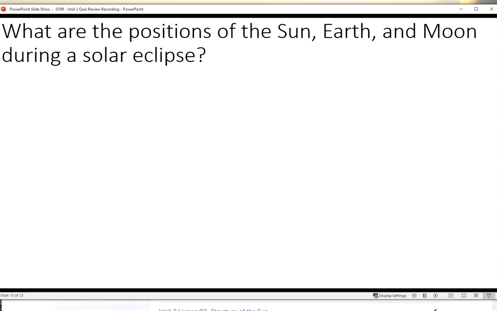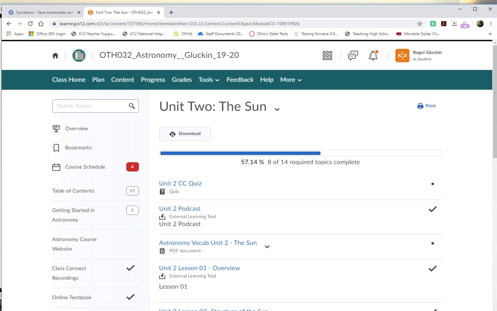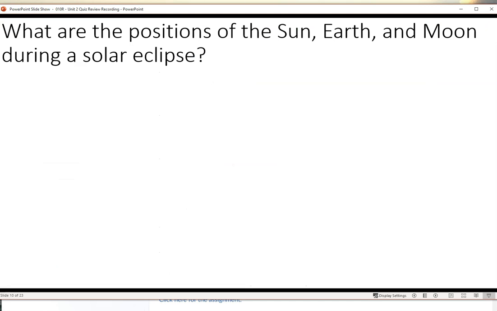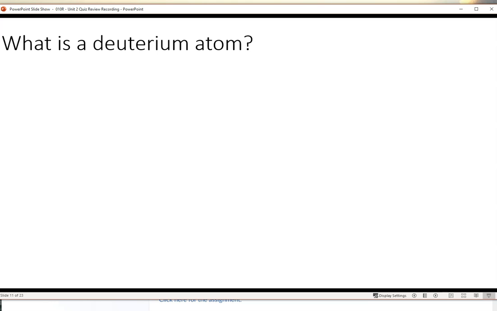What are the positions of the sun, earth, and moon during a solar eclipse? And there is actually an entire lesson just about eclipses here. Lesson 6, dive into that. I can't emphasize enough, it's really important to read these lessons. You should spend 5 or 10 minutes at minimum reading and taking notes on the lessons so you know what we're talking about in class, and you'll do better on your test scores as well.